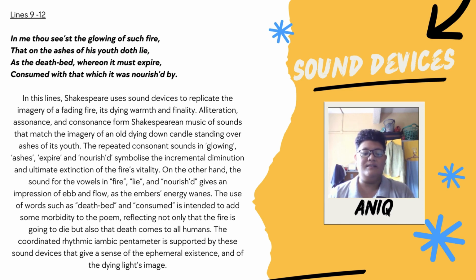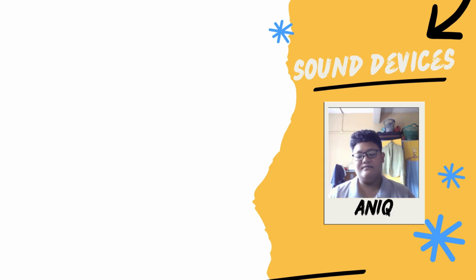Meanwhile, the vowel sounds in fire, lie, and nourished convey a sense of fading energy, reflecting the waning power of the embers. Words like deathbed and consumed add a touch of morbidity, hinting not just at the fire's demise but also the inevitability of death for all humans. This sound device, coupled with the rhythmic iambic pentameter, emphasizes the fleeting nature of existence and vividly illustrates the image of the dying light.